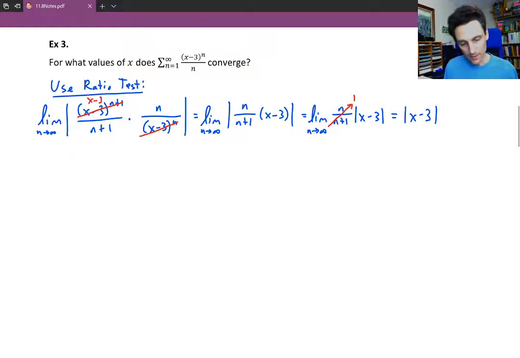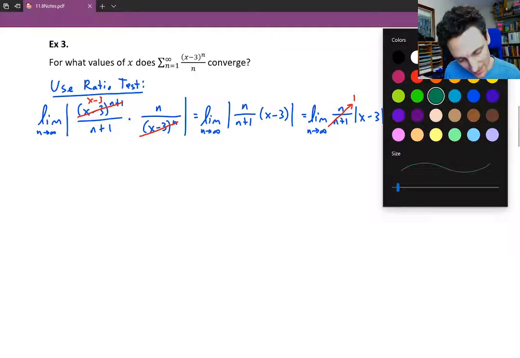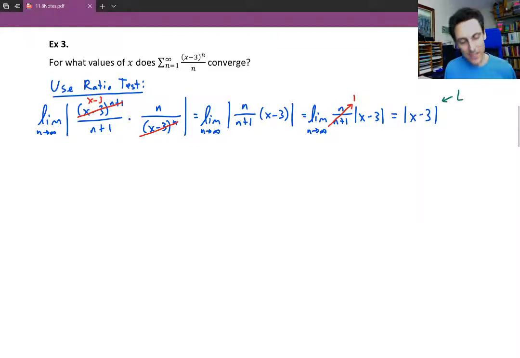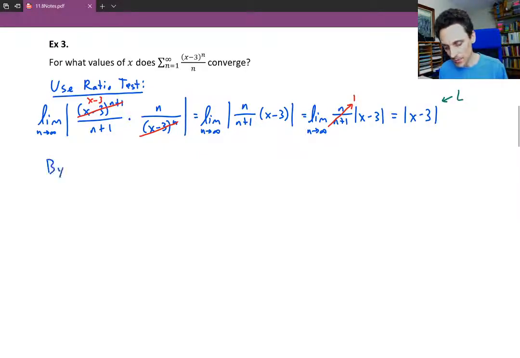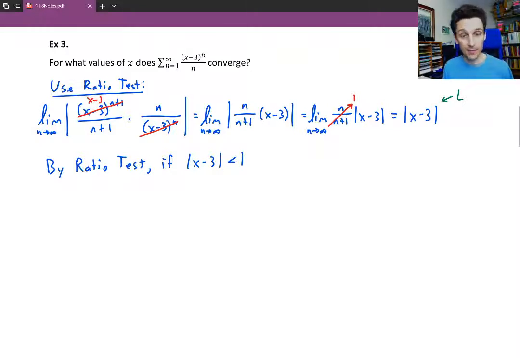Okay, so we can say, this is like our L, by the way. That's like the common ratio for our ratio test. So we can say by the ratio test, if that L value that we get, which is the absolute value of x minus 3, is less than 1, then our series converges absolutely, and so it converges.